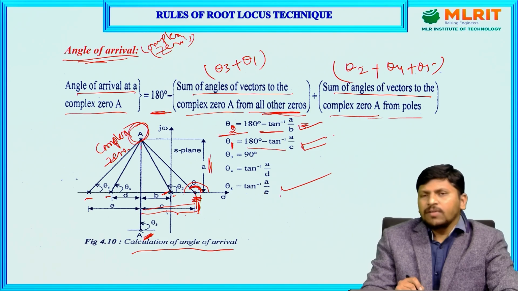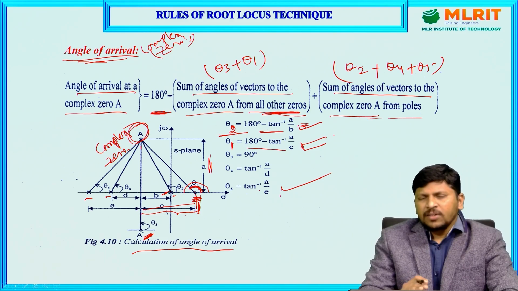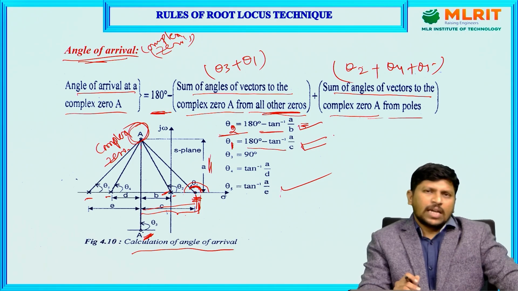Calculation of angle of departure and angle of arrival: when complex poles occur, we need to calculate the angle of departure. When complex zeros are there, we need to calculate the angle of arrival.